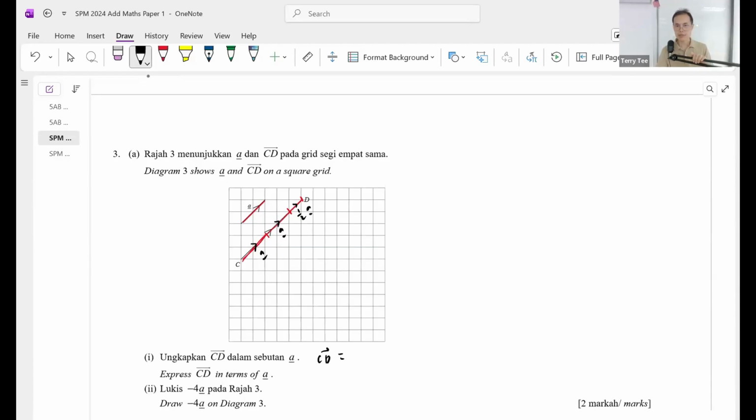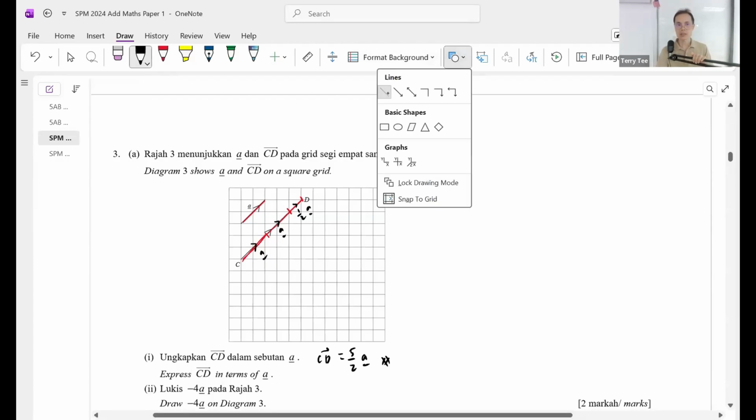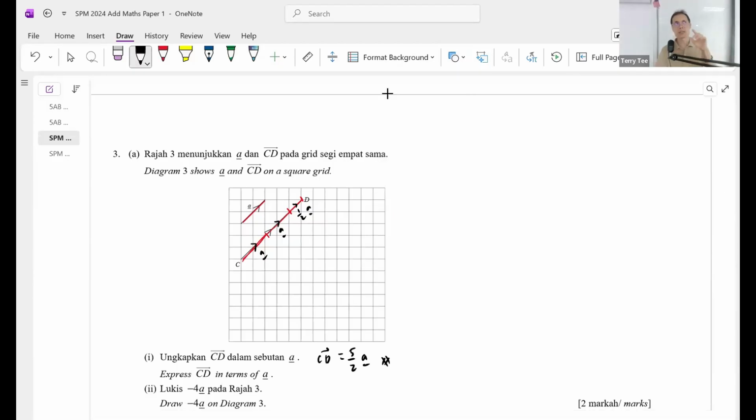You can just write this as 2.5 or 5 over 2A. Now, next we're going to draw negative 4A in the diagram. Remember, 1A is a 2 by 2. 4A should be 8 by 8. So let's see whether I can fit everything inside or not.